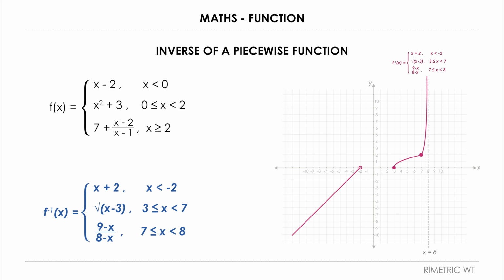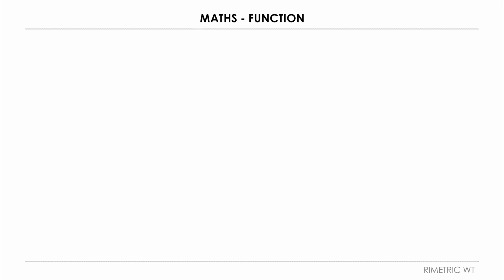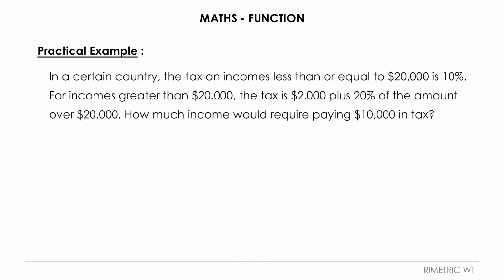Notice that the graph of the inverse is the reflection of the original function across the line y equals x. Also, notice an important property. The horizontal asymptote of the original function becomes a vertical asymptote in the inverse function. In this case, the original horizontal asymptote is y equals 8, so the inverse has the vertical asymptote x equals 8. All right, let's look at a practical example before we wrap up our lesson.